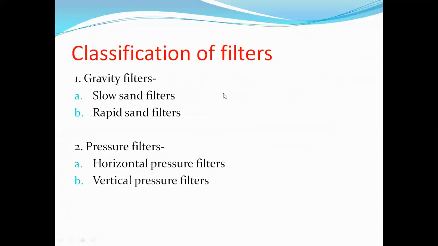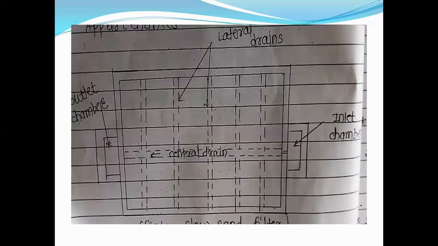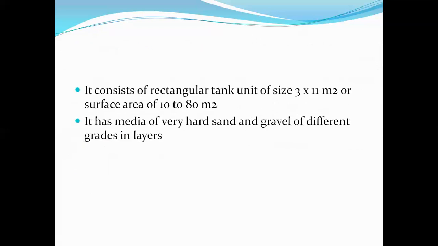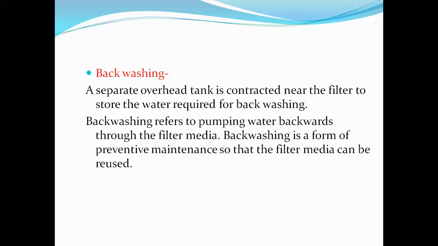After that, we had discussed the classification of filters. This classification of filters is very important for the exam. There are two main types of filter, that is gravity filter and pressure filter. The gravity filters are classified into slow sand filters and rapid sand filters. Then we had discussed the operation diagrams, advantages, disadvantages, and efficiency of the slow and rapid sand filters.